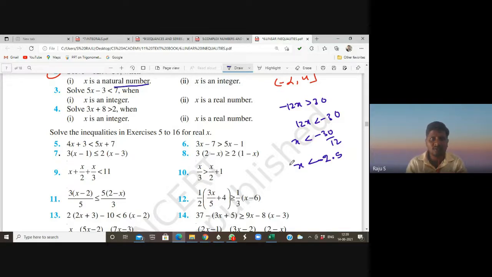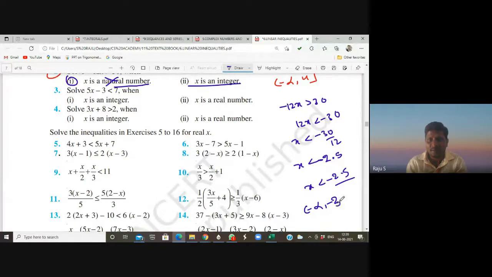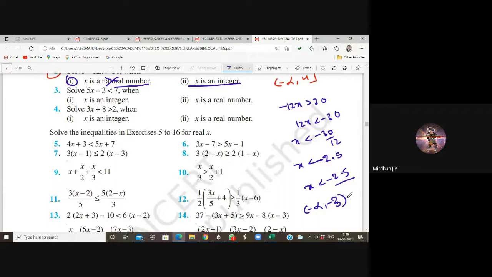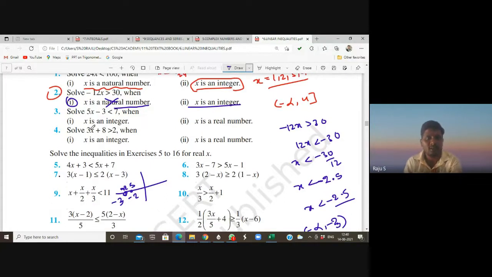So what is the first question? X is a natural number. Is it possible? Is there a natural number? No, sir. So this is not possible. Next, integer: possible, minus infinity to minus 3. Minus 3 only, that I have written. When we take the real line, minus 2, minus 3 will be there. Minus 2.5 will be here, so up to that we take minus 3 alone. Like that, you can do the remaining easily.